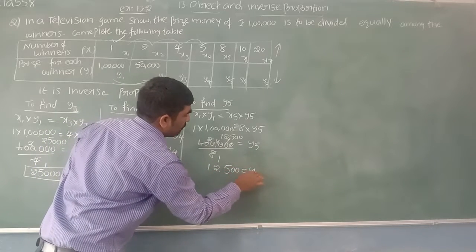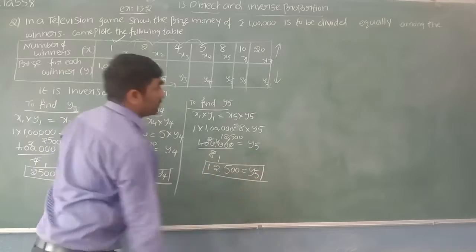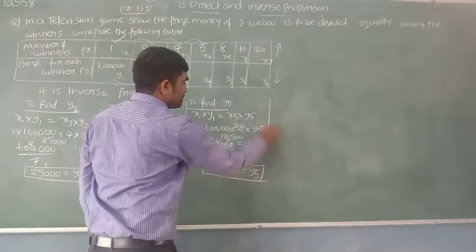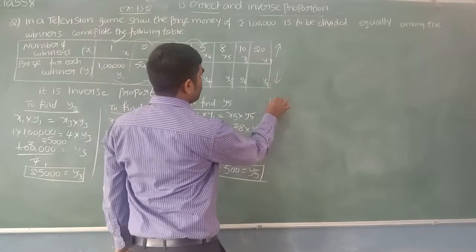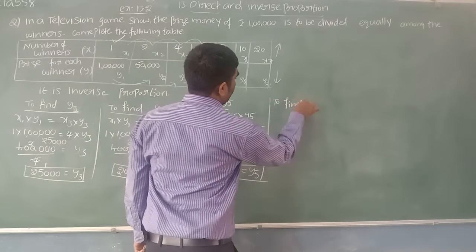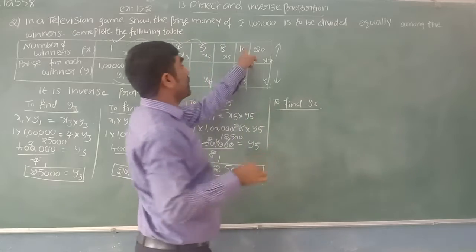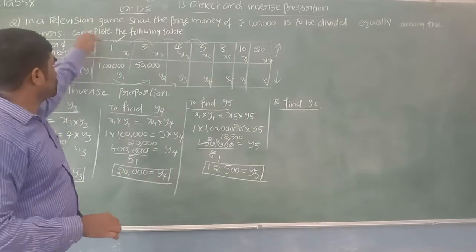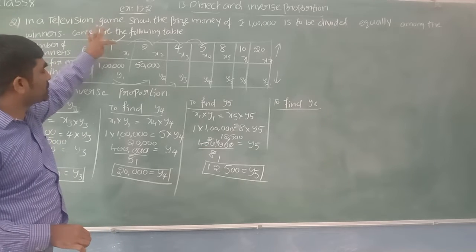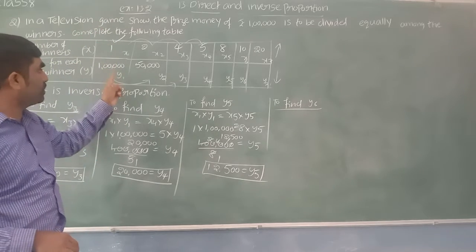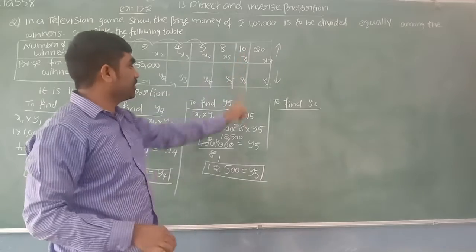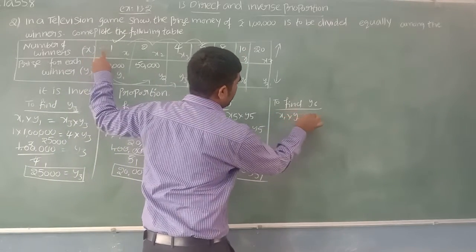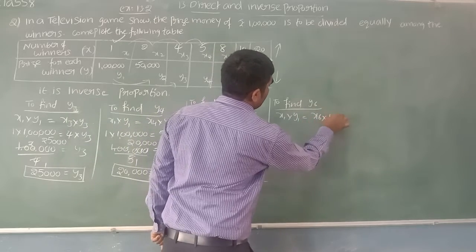The prize money of each winner is 12,500 when the number of winners is 8. Now to find y6, if the number of winners is 10, what is the prize money of each winner? The product of corresponding values remains the same, so x1 into y1 is equal to x6 into y6.